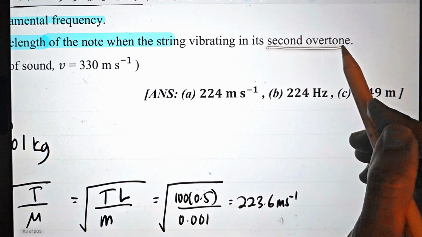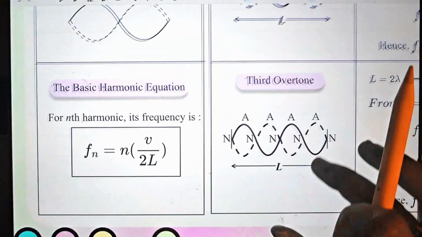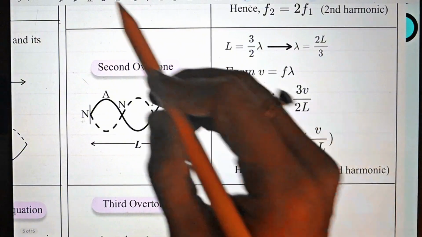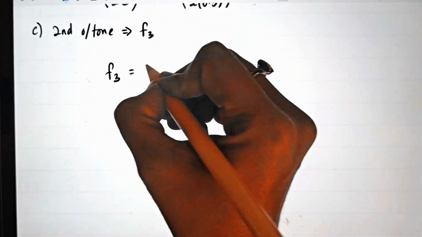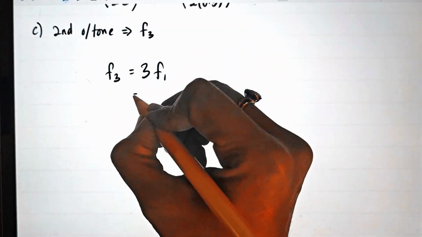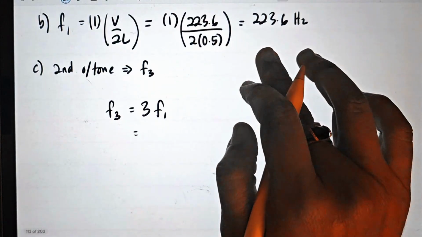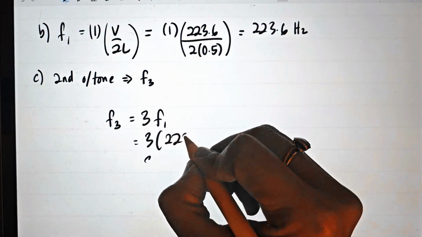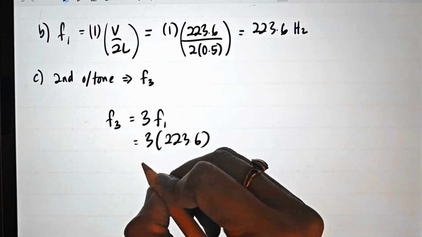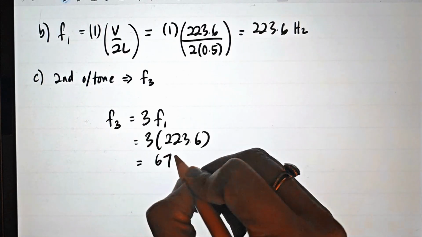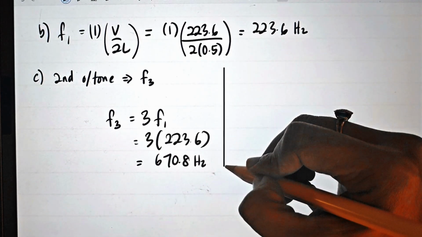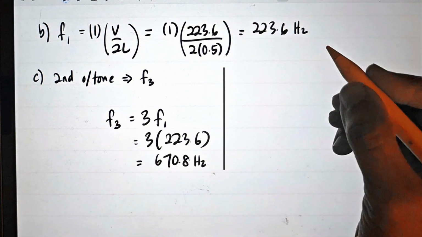Now it vibrates on the second overtone. So for the second overtone, for the stretched string, it is actually F3. Since we know that F3 equals to 3 times F1, and we know the F1 that we got in question B is 223.6, the answer is 607.8 Hertz.